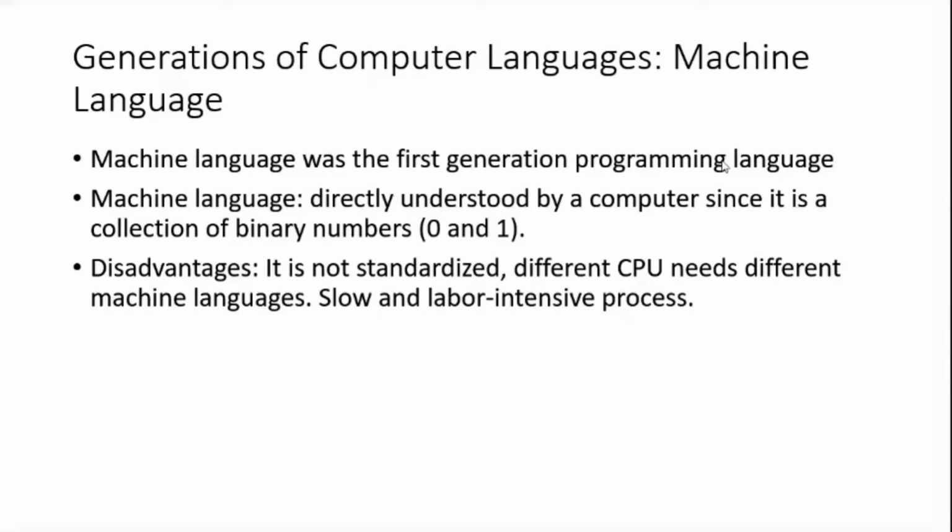For each CPU, the machine language can be different. That is very difficult. That is a disadvantage: it is not standardized. Different CPUs need different types of machine languages. The other disadvantage is that writing in machine language is very slow, labor intensive, and a tedious process. We may not be able to completely understand what a specific line of code in machine language says. So it is very slow and labor intensive.